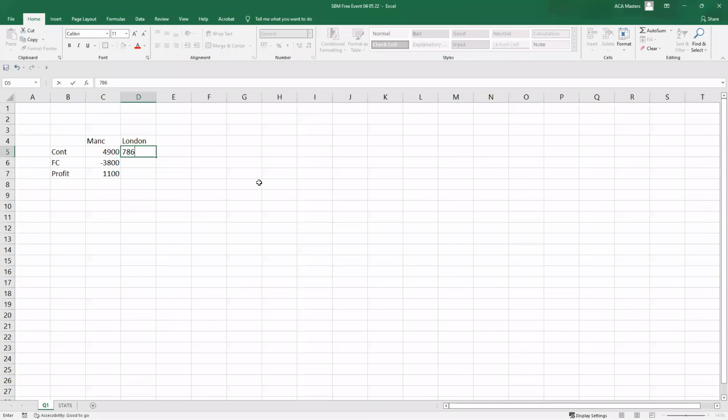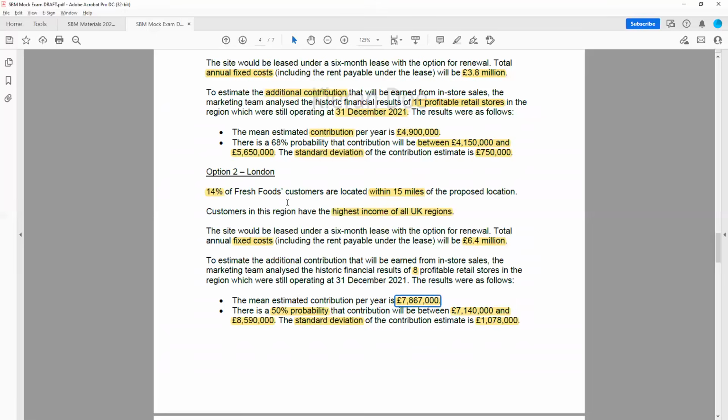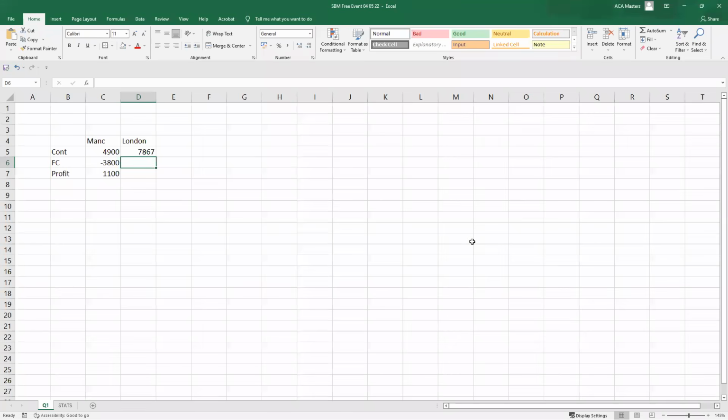And then London, we were told this was the contribution 7,867. And then we had the fixed costs, which were the 6.4 million. So then we could calculate the profit there, and we can see London's greater in size, probably because there's more customers around there, and obviously a bigger city. So then you could look at the profit margins, and you can see that London's actually lower, so it's larger in absolute terms, but it's got a lower profit margin.